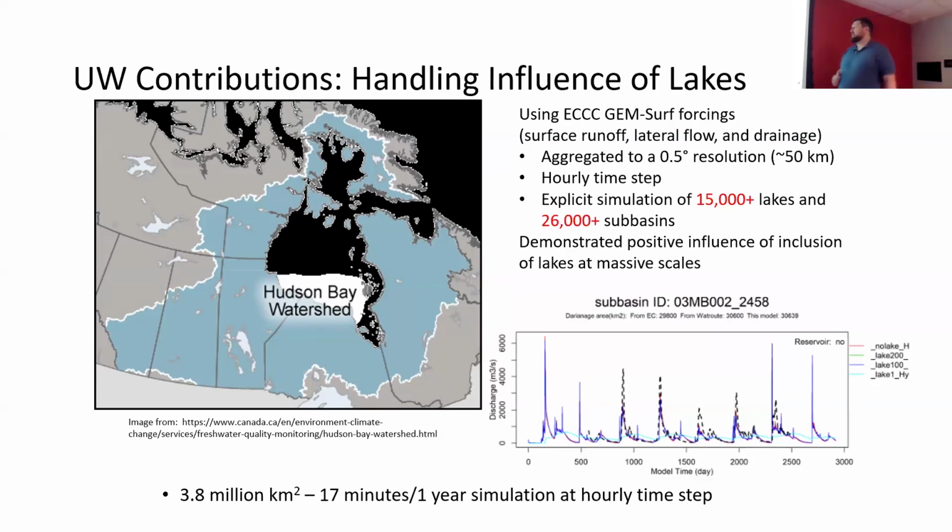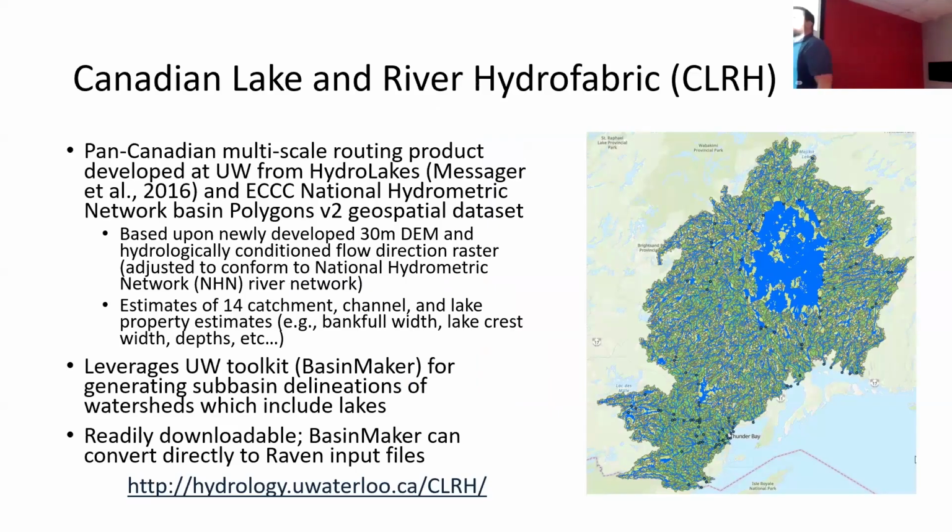And as a byproduct of this, our team, led primarily by Brian here, has worked on the development of what's called a Canadian Lake and River Hydro Fabric. This is a nationwide routing product. This is an example of it for Lake Nipigon, north of Thunder Bay, where we discretize the entire landscape into rivers and lakes and their local contributing areas.